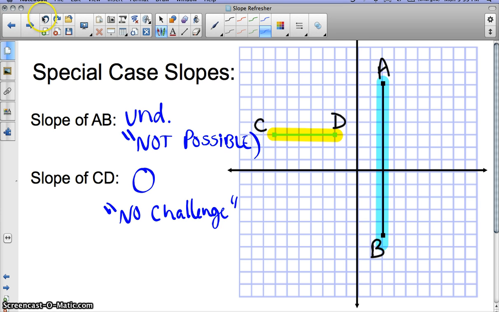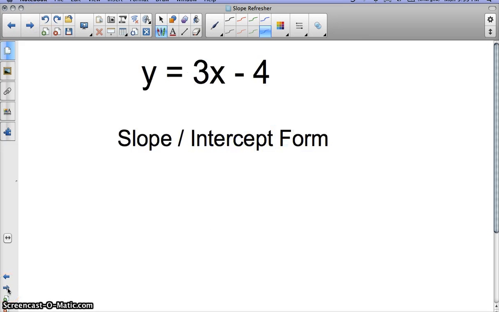Oops, I don't know why I wrote that. Alright, that is our don't ever try this at home, folks. So those are the two special kinds of slopes that you should be aware of.